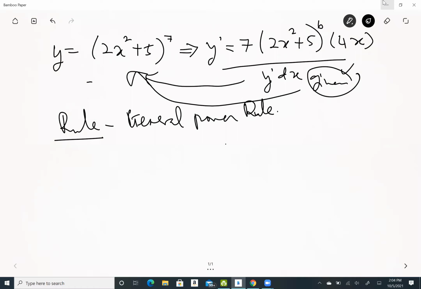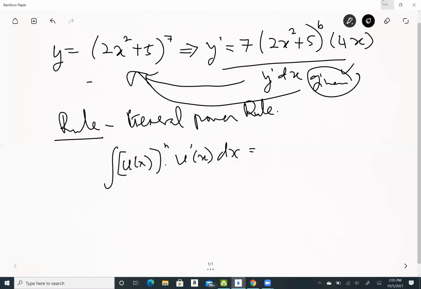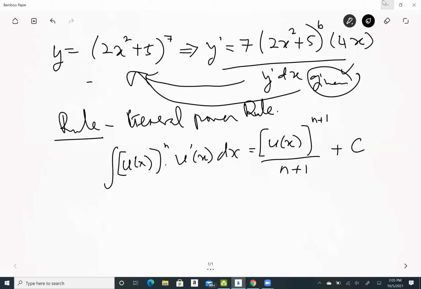The integral of u of x to the power of n multiplied by u prime of x dx will be equal to u of x to the power of n plus 1, everything divided by n plus 1, plus a constant c. Okay, so you have something like this.